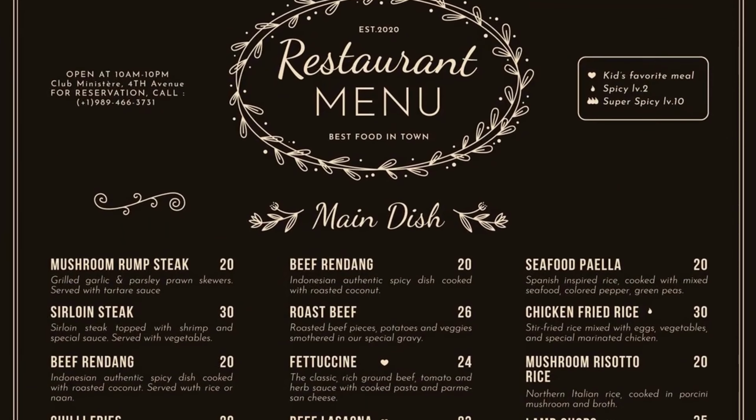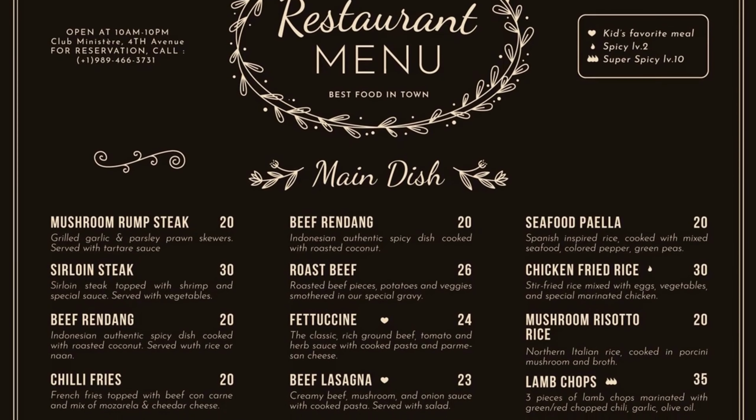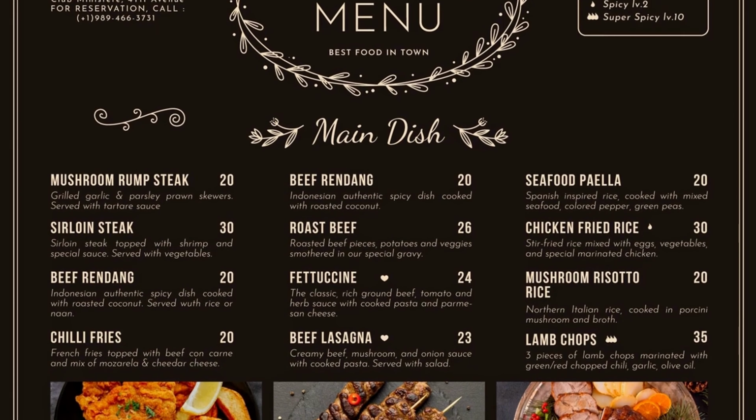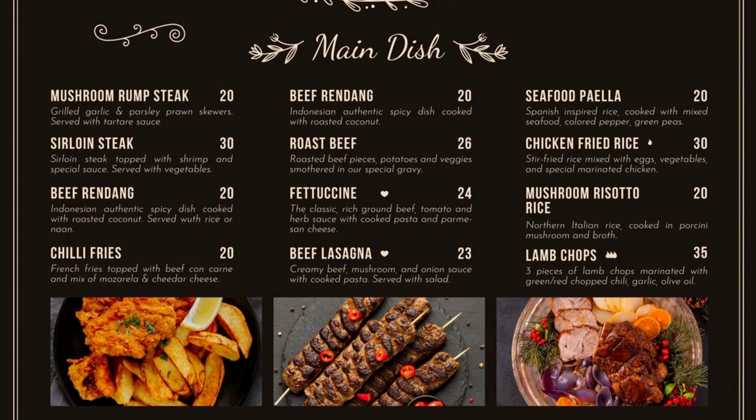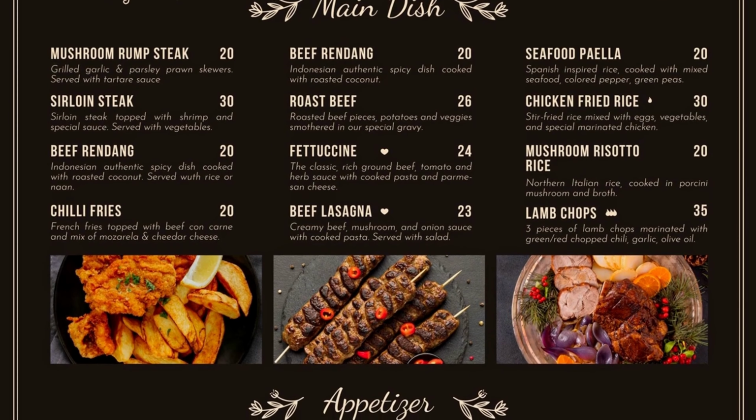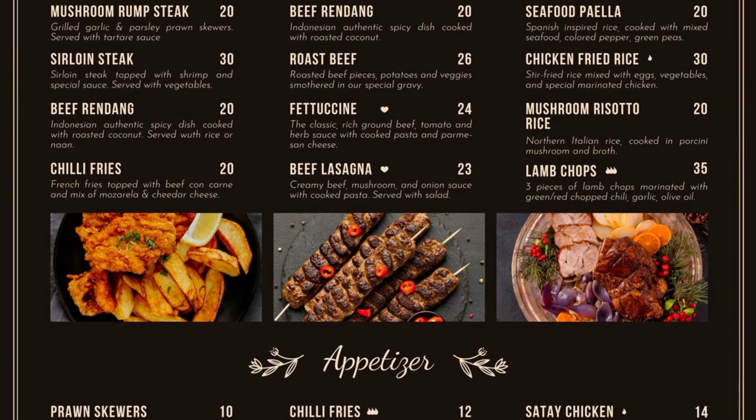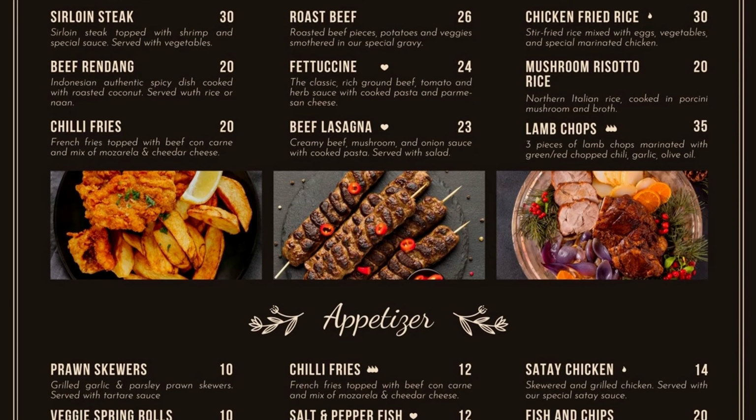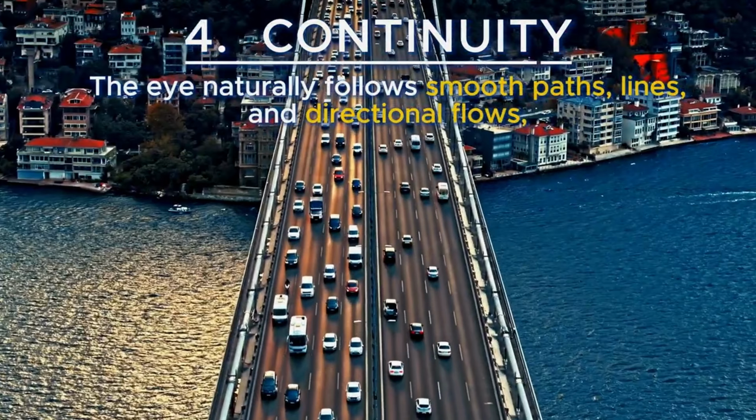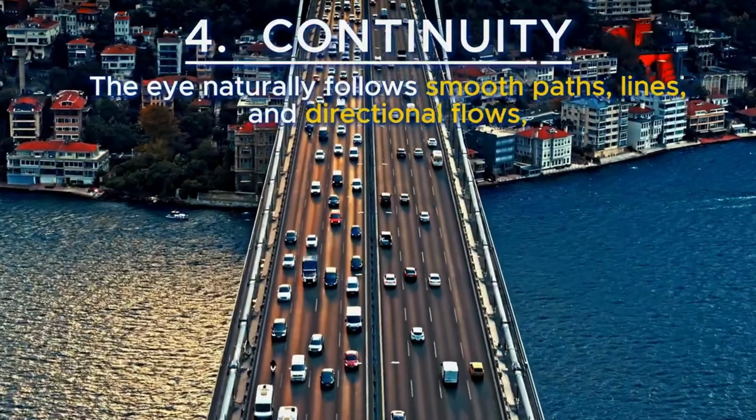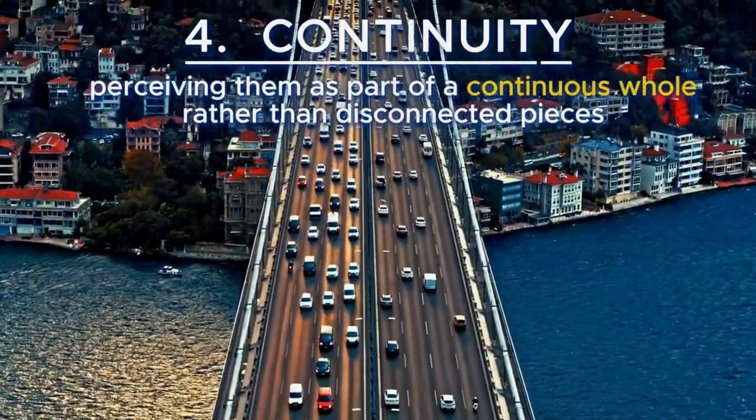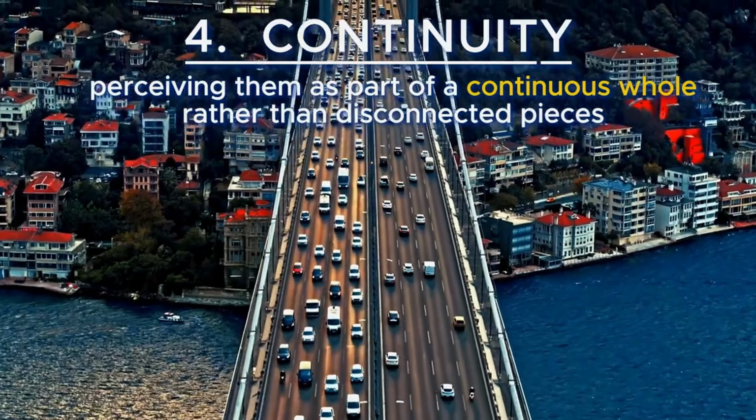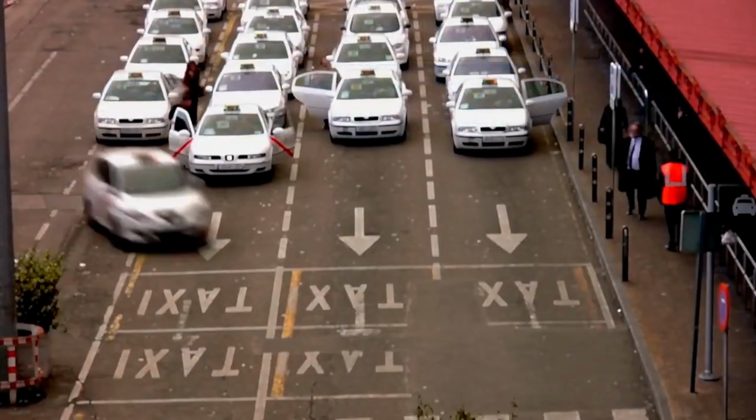Menu layouts, for example. Item names and descriptions are grouped closely, while prices are slightly separated to remain readable. This shows emphasis through subordination. Number 4. Continuity. The eye naturally follows smooth paths, lines, and directional flows, perceiving them as a part of a continuous whole rather than disconnected pieces.